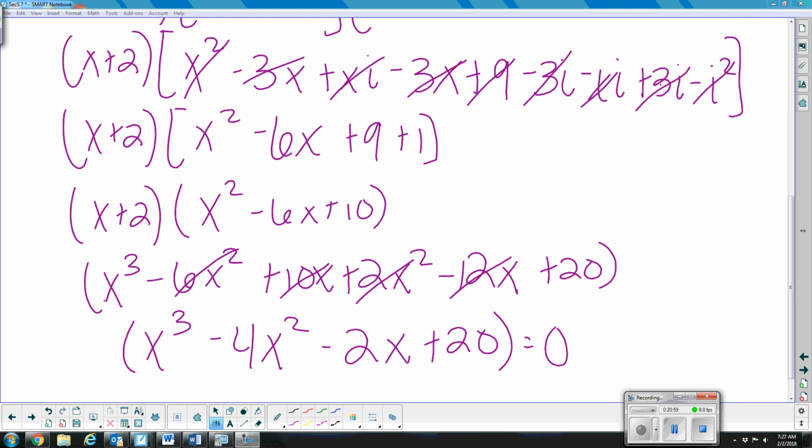So I have 3 zeros, and so my leading coefficient they gave us was 1. And since I have 3 zeros, my degree of this polynomial function is 3.